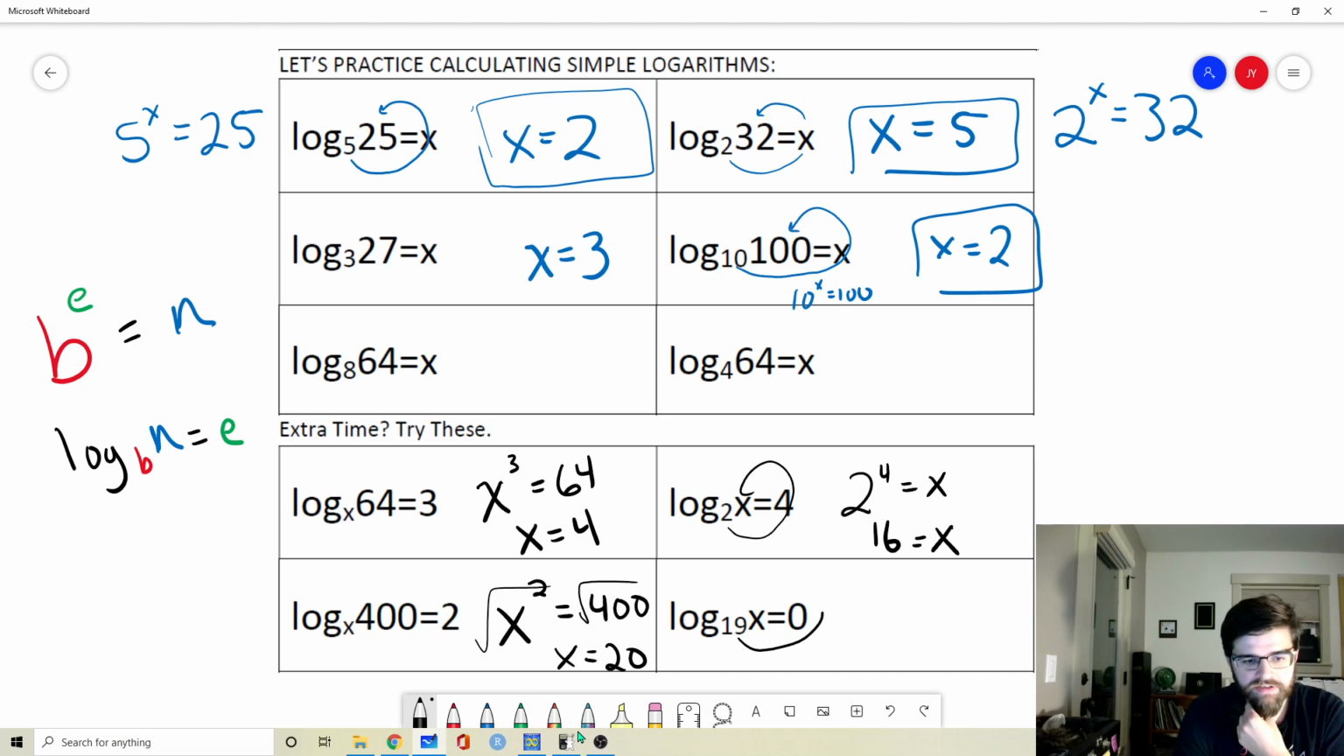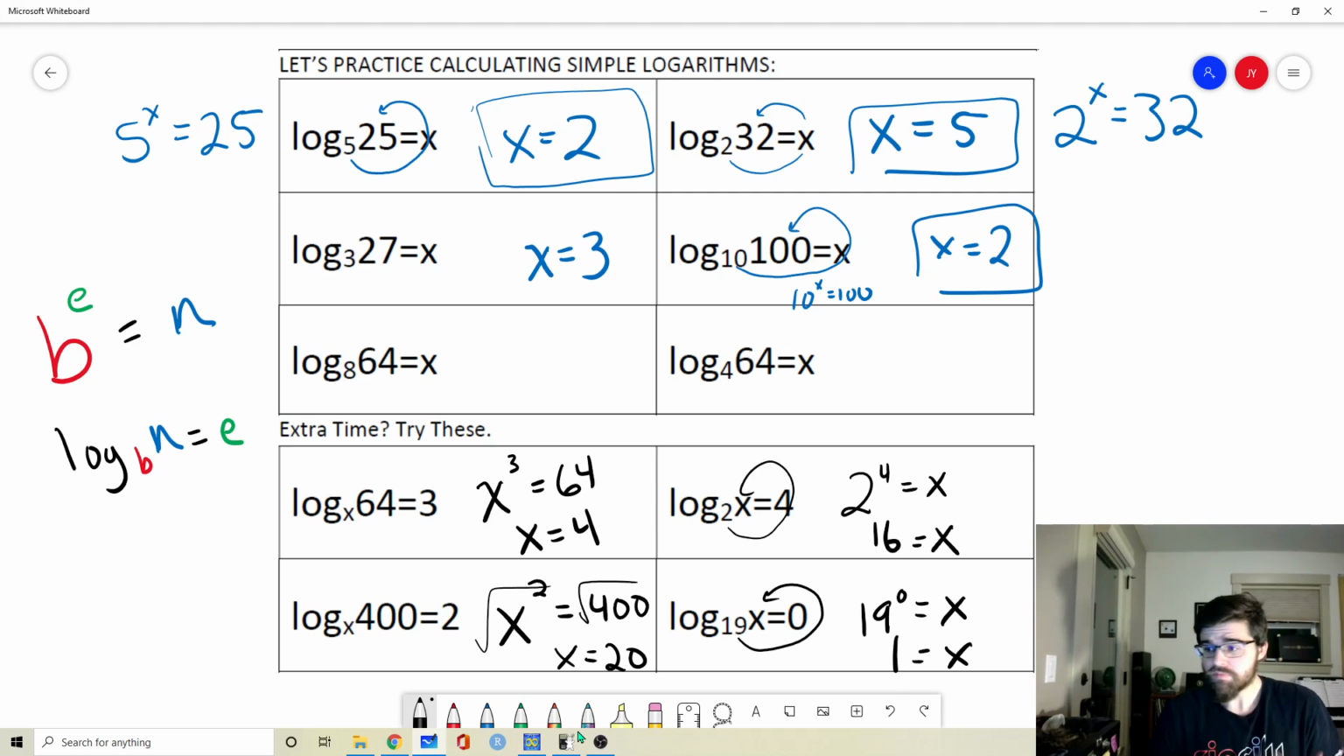All right, and finally, 19 to the 0th power. Well, anything to the 0th power is always the same. It's 1. All right, so if you missed class, hopefully this was a good review of how to do those translations, how to change something from log form to exponential form. That way we can answer it, or go from exponentials to logs if we need to. Thanks, guys.